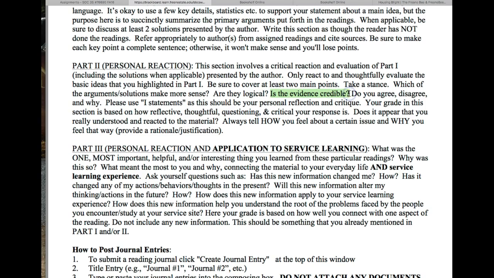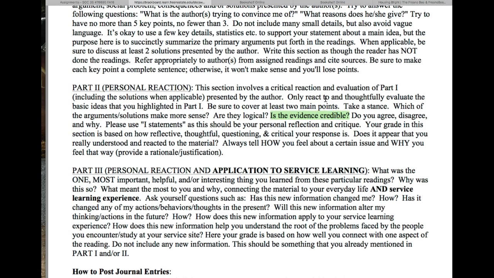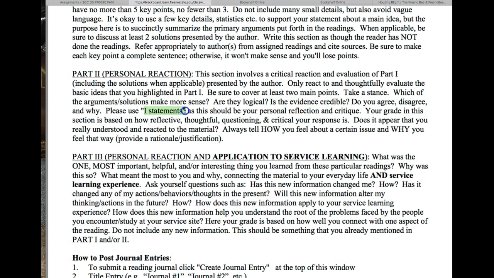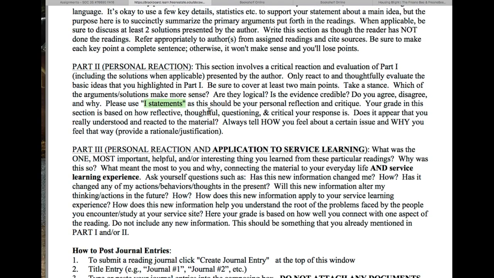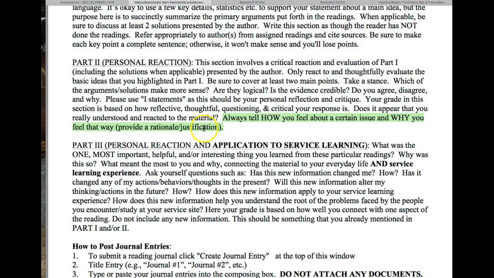Is the evidence credible? You're evaluating the evidence that has been presented in all of the readings. And this is one of the key critical thinking skills that you're going to learn about in the book, Asking the Right Questions. Use I statements, right? This is your personal stance, your personal evaluation or critique of the arguments that have been presented this week. Always tell how you feel about a certain issue and always explain why you feel that particular way. Provide a rationale, provide justification that is grounded in research and evidence.